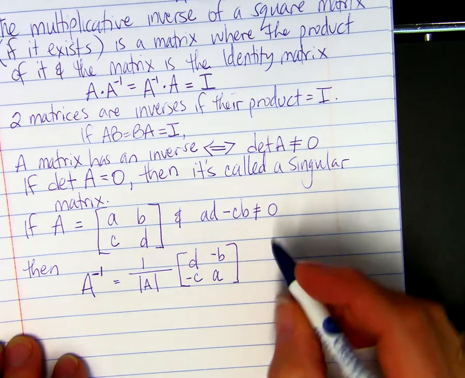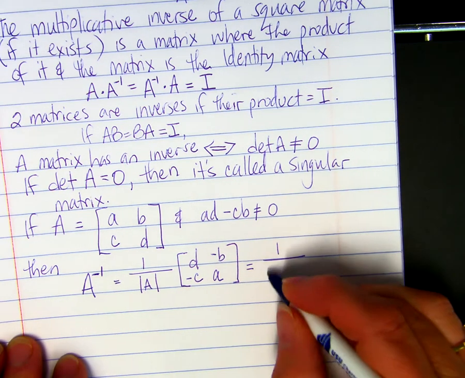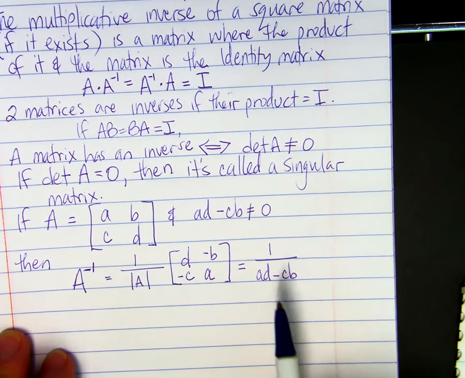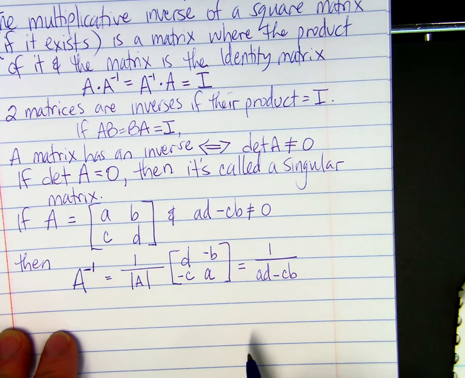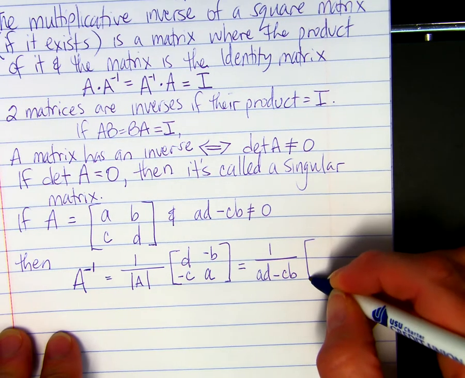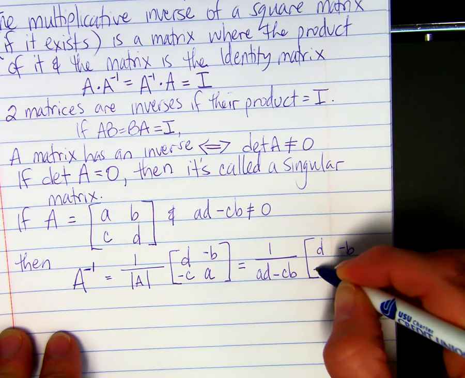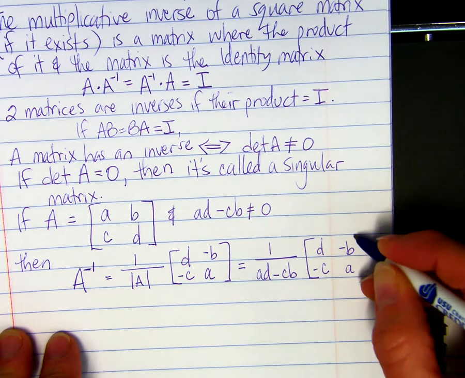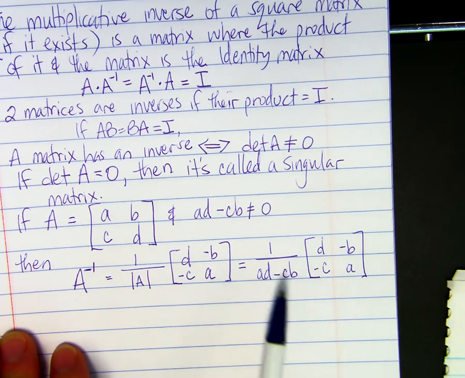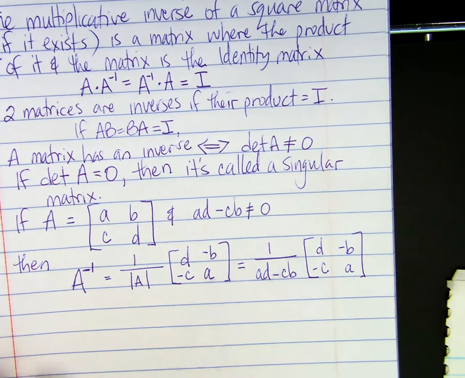So the inverse matrix will be 1 over the determinant of A, which is AD minus CB. So that makes sense why the determinant cannot be equal to 0, because then you'd be dividing by 0, and we can't do that. Times D, negative B, or, yeah, negative C, A. And it will be a square matrix. You would just multiply this fraction times each of those numbers.